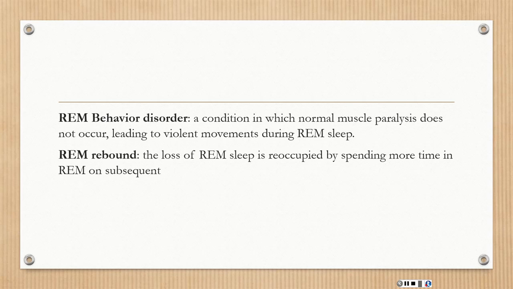It's also important to understand that we may have issues in regard to our REM stage of sleep. If a person fails to experience muscle paralysis during REM sleep, that person may have what we call REM behavior disorder, a condition in which normal muscle paralysis does not occur, leading to the ability to have violent movement during REM sleep. This is an issue that can be quite significant.